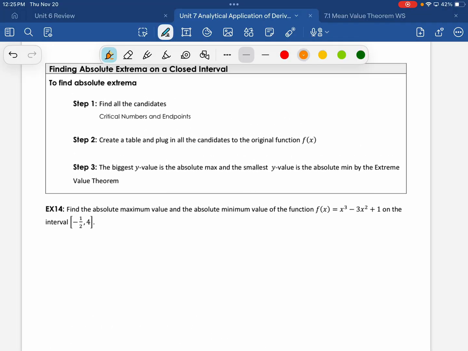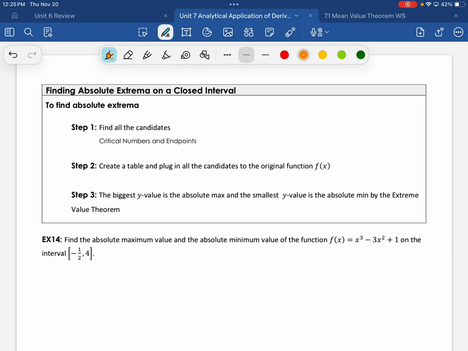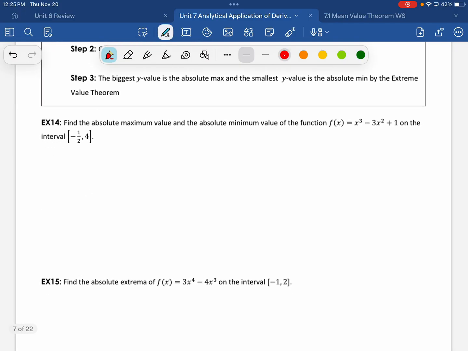All right, so the questions that you'll see on the AP test are more about finding the absolute extrema as opposed to proving that they exist. So when you're finding absolute extrema, the first step is going to be to find all the candidates. And the candidates are going to come from your critical numbers and your endpoints. What a lot of people forget is the endpoints. But that's the whole point of the EVT theorem, that the endpoints count as part of your candidates. And then we're going to create a table, and we're going to plug all of our options into the original function. The biggest one will be the max, the smallest one will be the min.